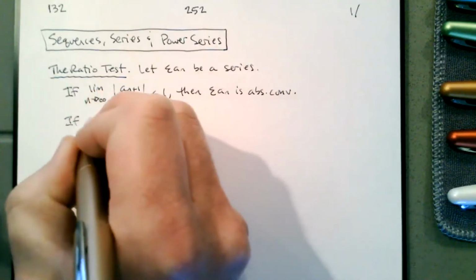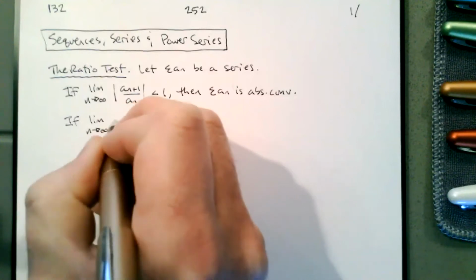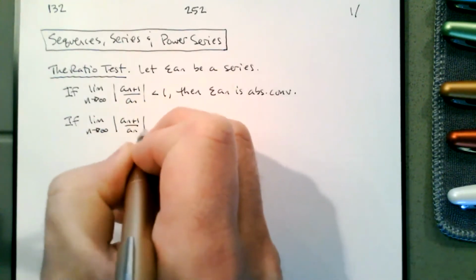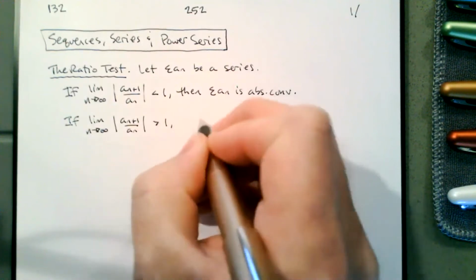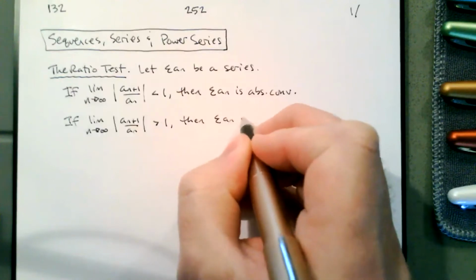If this limit from the ratio test is greater than 1, then the series AN is divergent.